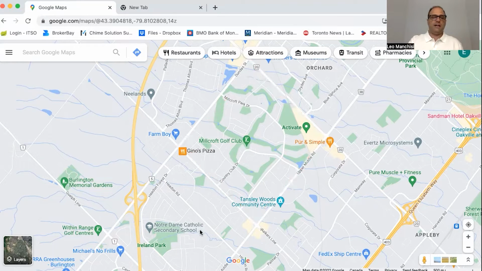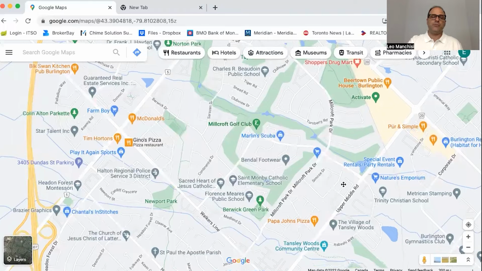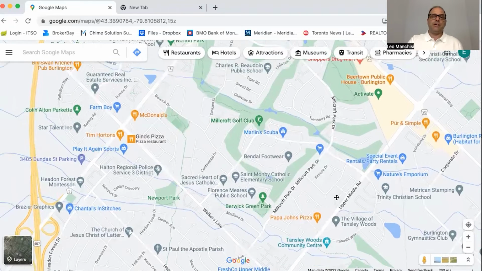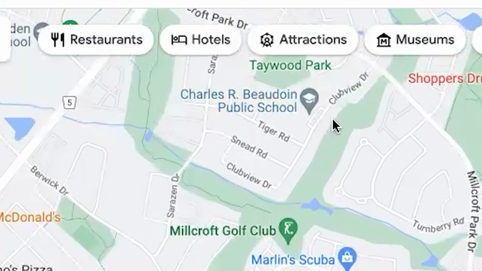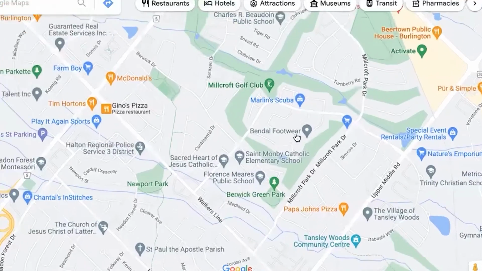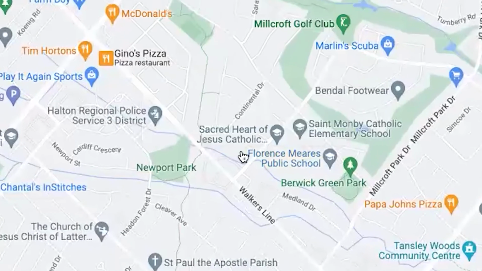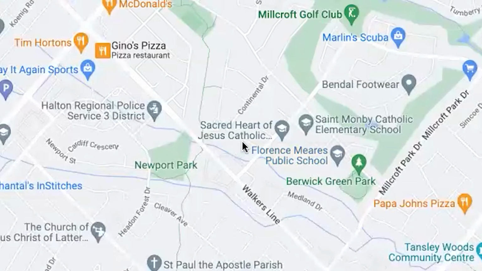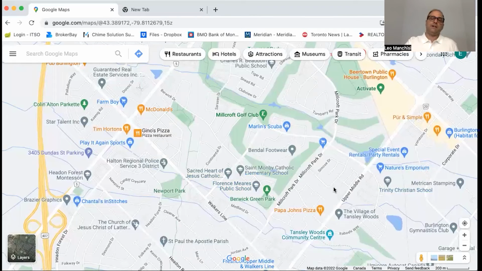We're going to clear that out and then narrow it in so we can have a look at the schools and the different parks and everything like that that are included inside of Millcroft. So you'll see right across here Charles Beaudoin Public School, which is an elementary school. You'll see Florence Meares at the other end of the neighborhood, and then you'll see the Sacred Heart of Jesus Catholic School and St. Mildred Catholic Elementary School as well in this neighborhood.